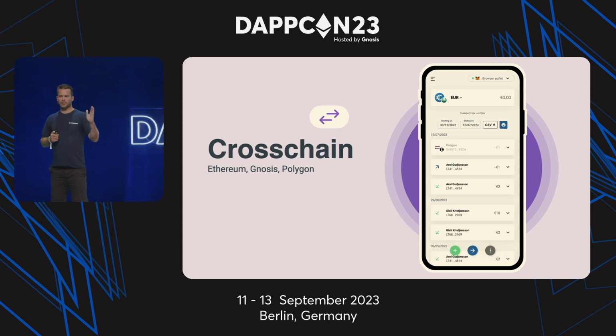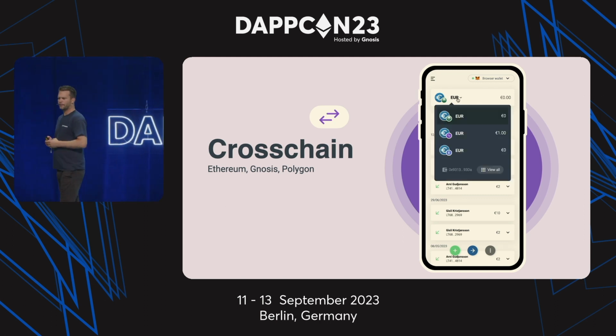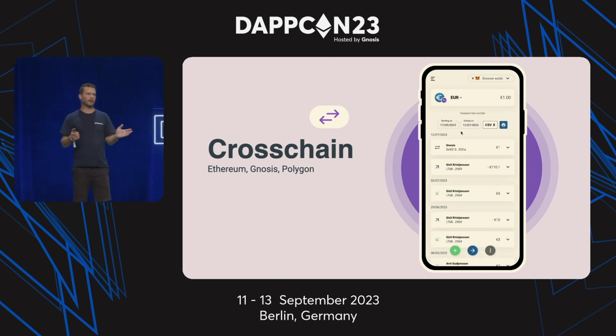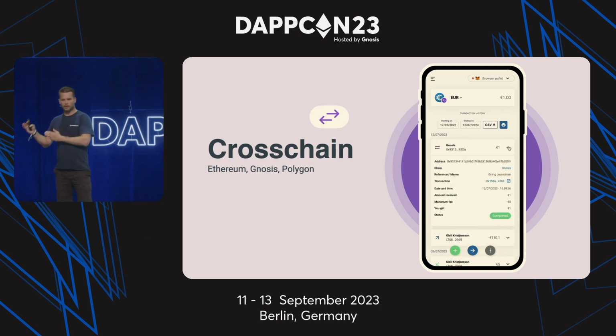The balance on Gnosis chain is 0, but let's look at the account balance there. It's there. It's already there. €1 on Polygon. So that's going cross-chain.